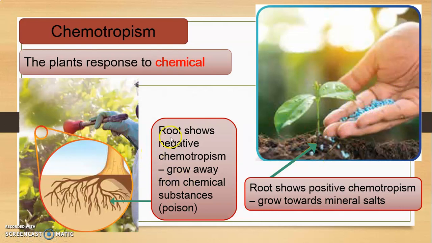The root shows negative chemotropism. It will grow away from the chemical substance, especially poison. So the root will show negative chemotropism, which is growing away from the poison. And the root shows positive chemotropism, which is growing towards mineral salt. Mineral salt comes from the fertilizer.